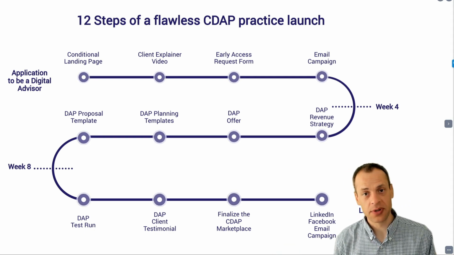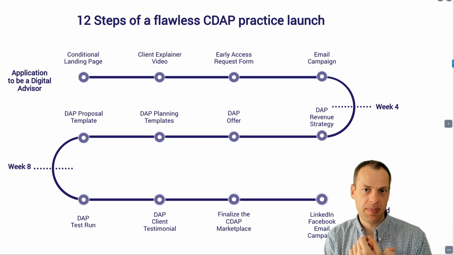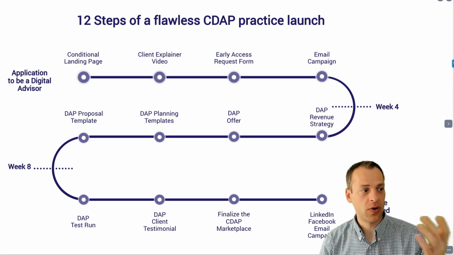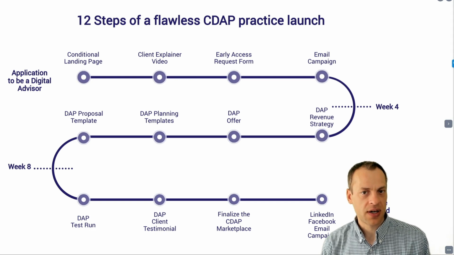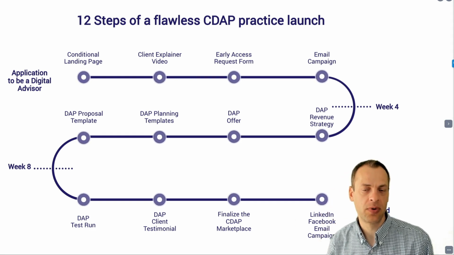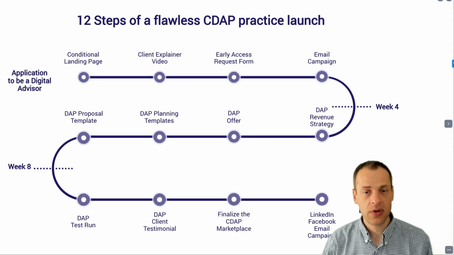Next one, proposal template. So think about it, now you have the planning templates, you have the DAP offer, and you have the strategy. You are able to create a proposal with all the client explainer videos. So when you have a meeting with a client or a prospect, after that you're able to send a proposal like that. There is another video on how to create a proposal.